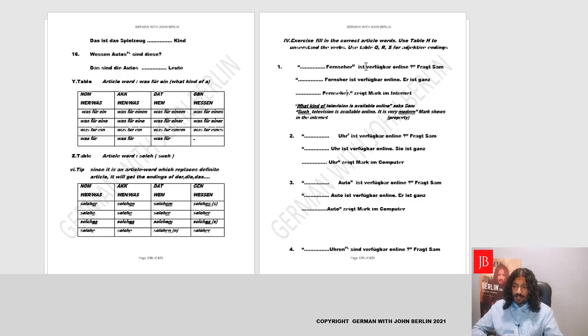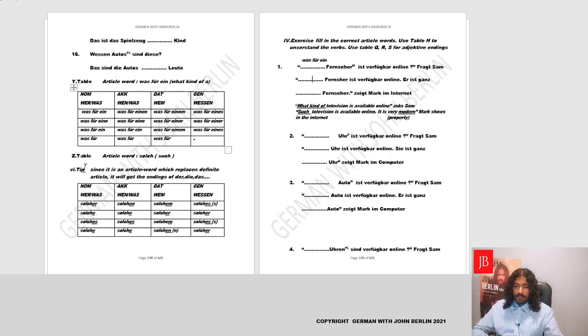So basically the verb is sein. That means everything is nominative. It's the subject as well, so it will be nominative. So what kind of a television? We'll go here, nominative. Television is masculine. We'll pick up was für ein. Let's write here: Was für ein Fernseher ist verfügbar online. Such television is verfügbar online.